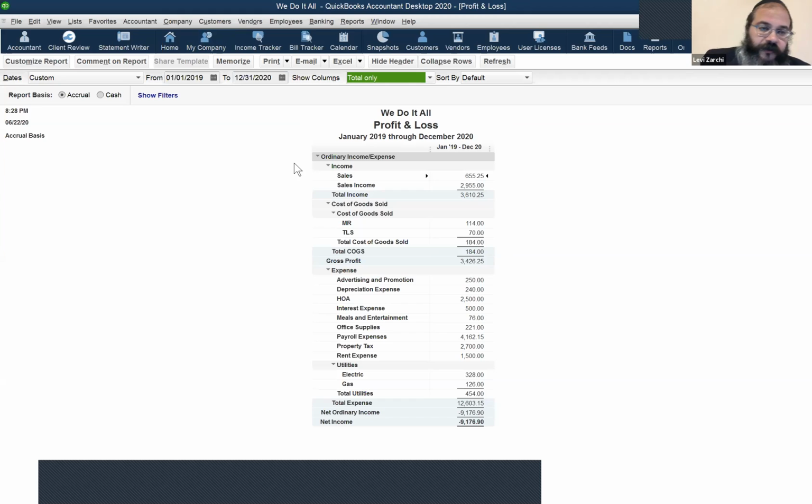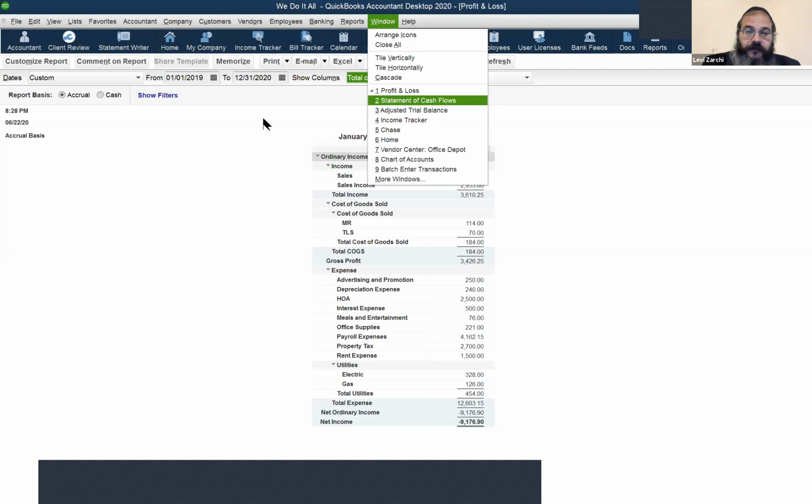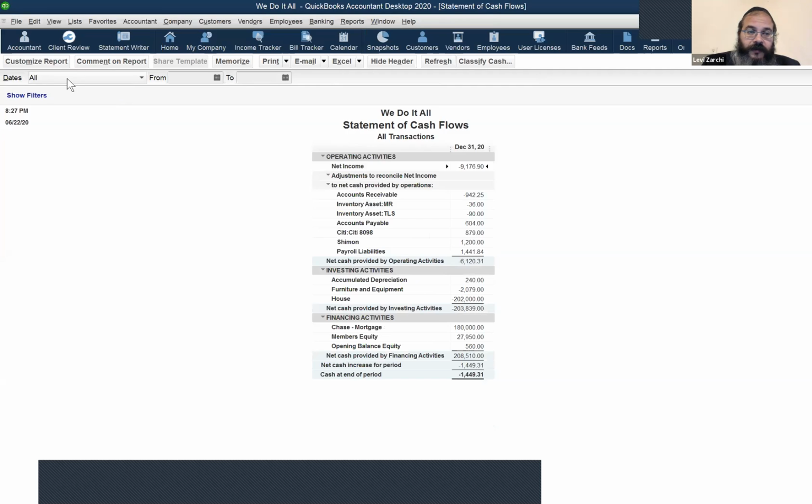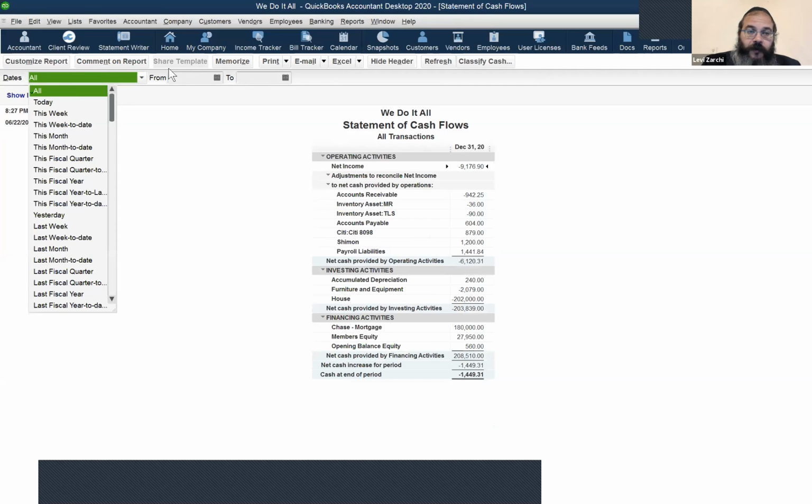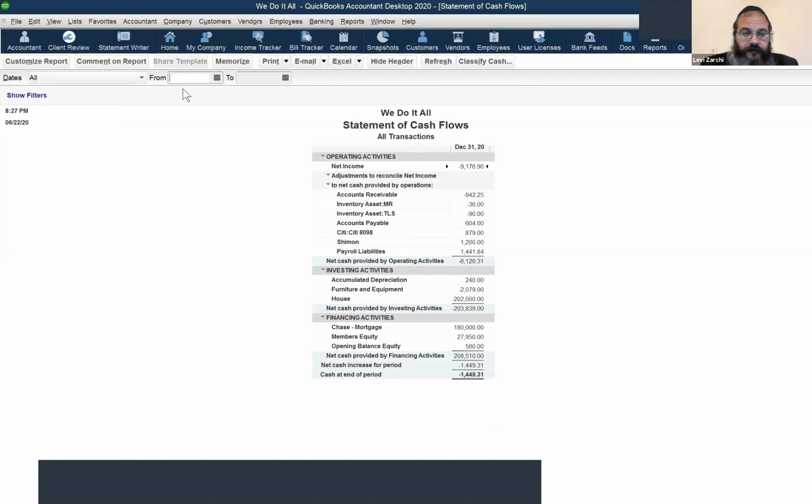Our P&L matches our first line of the statement of cash flows. If you notice, our P&L is January 2019 through December 20th, 2020. Our statement of cash flows specifically says all transactions. Now, if I wanted to check my cash flow only from this year, I'll put Y for the beginning of this year, R for the end of this year, and it will be 9,246, which was the original number we got on our P&L. So whenever you think there's a discrepancy between your statement of cash flows and here, note that it says January through December, it doesn't say all transactions.